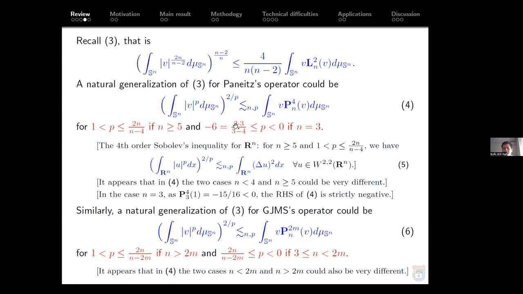So therefore, even for the fourth order operator, we have two types of inequality forms. And in fact, these two types create some major difference, and that's somehow lead to the conjecture that I'm going to describe right now. Okay.